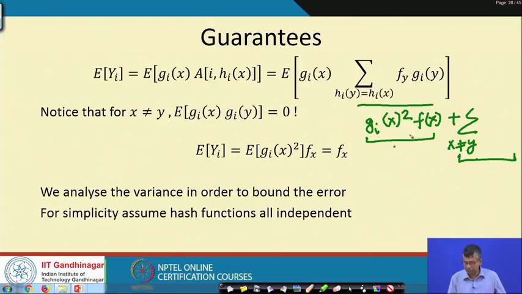So, what is G I of x? See, f x is a constant, there is nothing to worry about that. And what is G I of x squared? G I of x is only plus 1 or minus 1. So, therefore, G I of x squared is always 1. So, the expectation of this part is exactly f x, which is what we have written here. Okay. So, that is nice.